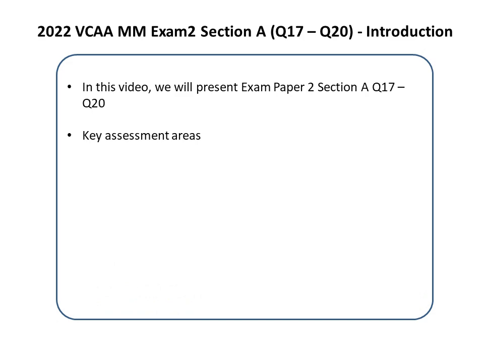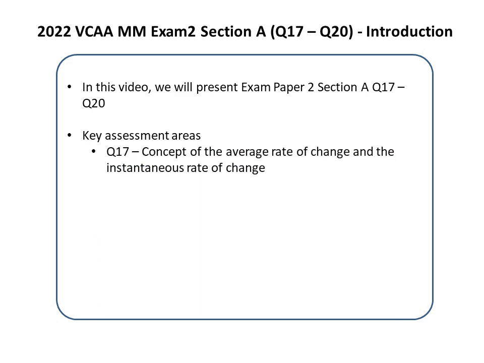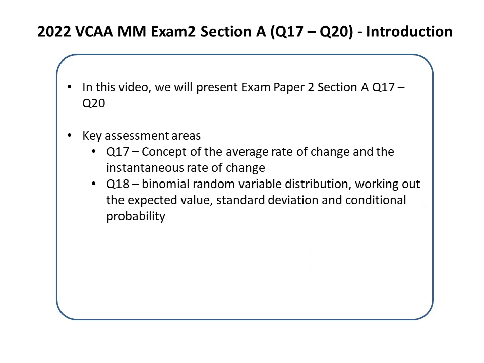To solve question 17, students need a good understanding of the concept of average rate of change as well as the instantaneous rate of change. Question 18 is a binomial random variable distribution question. Students are required to know how to work out the expected value, standard deviation, as well as the conditional probability according to the context of the question.